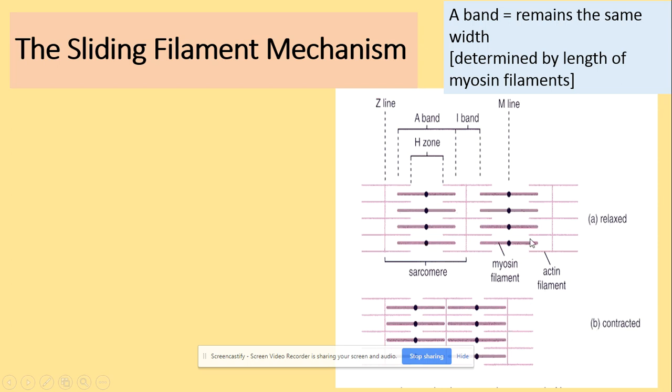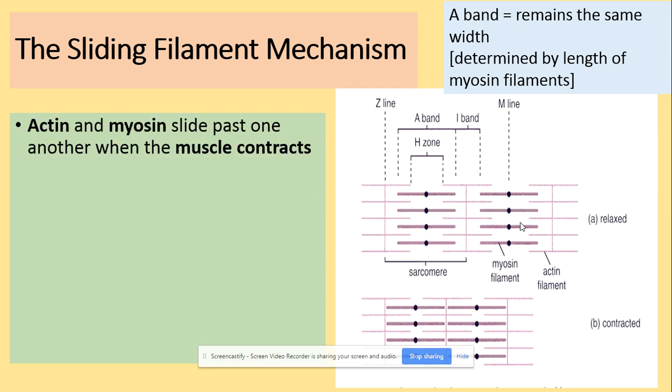So this is the sliding filament mechanism, and now we need to look at what the evidence is for this mechanism. What are the differences that we can look at? We can see that actin and myosin will slide past one another when the muscle contracts because of the myosin heads. So let's draw the head here. Remember there was a myosin head that was pulling the filament, right? What's the evidence for this?